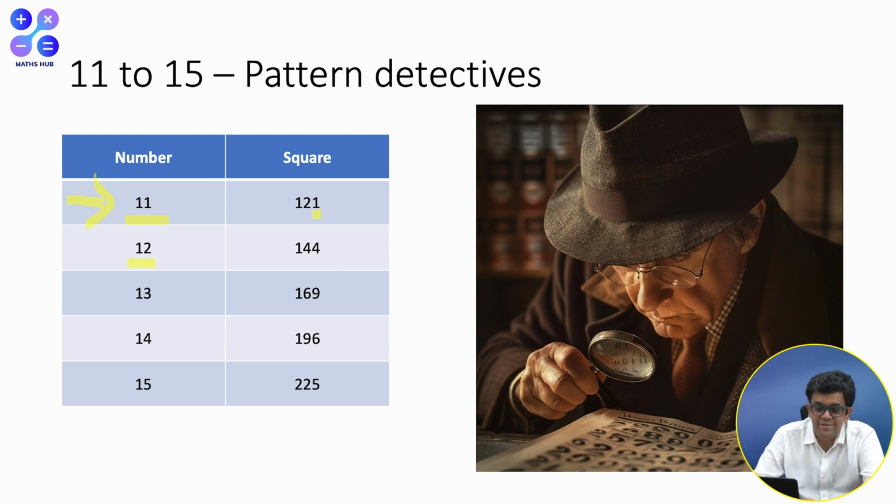Similarly, for 12 square, since 2 square is equal to 4, all squares ending with 2 and 8 will have square numbers ending with 4. 12 square is equal to 144. Similarly, you can calculate 18 square, which is 324, which is also ending with 4. You understood why? Because 2 square is equal to 4 and 8 square is equal to 64. So it's a pattern detective again.